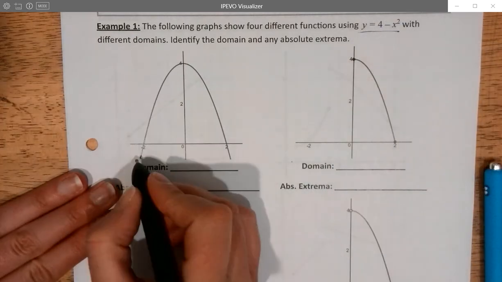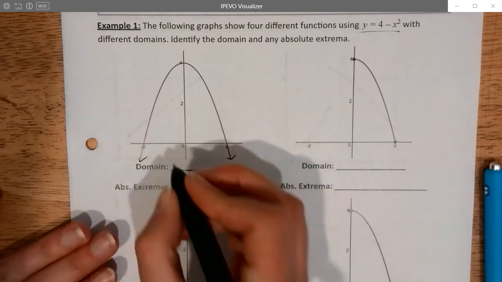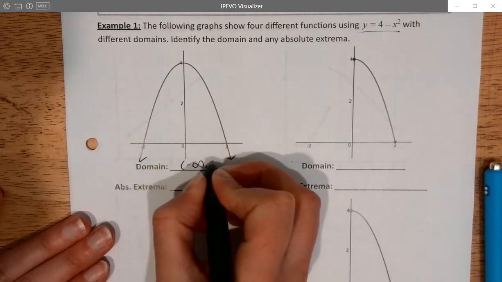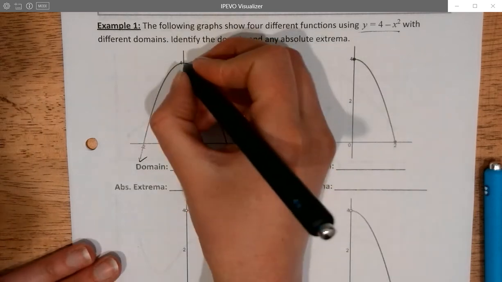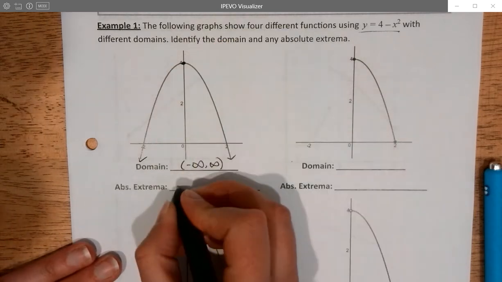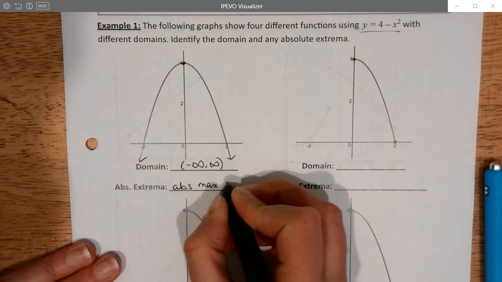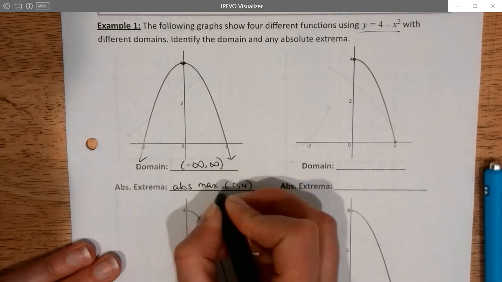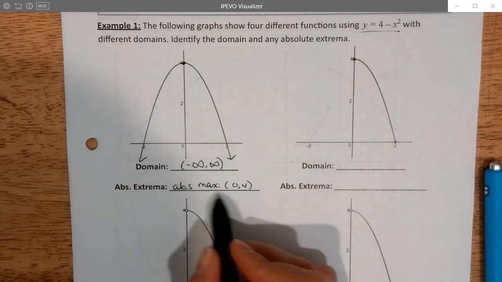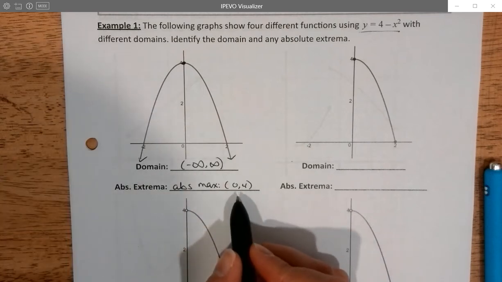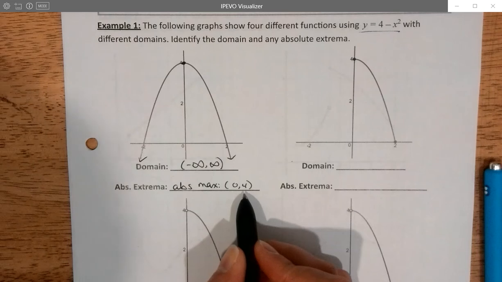So in the first one, my graph is going down both sides, so the domain is all real numbers, negative infinity to infinity. Absolute extrema, there is only one absolute extremum, and it is an absolute max. And it's at 0, 4. So oftentimes we will give the ordered pair for the absolute max. We talk about the 0 as the location of the absolute max and the 4 as the absolute maximum value.